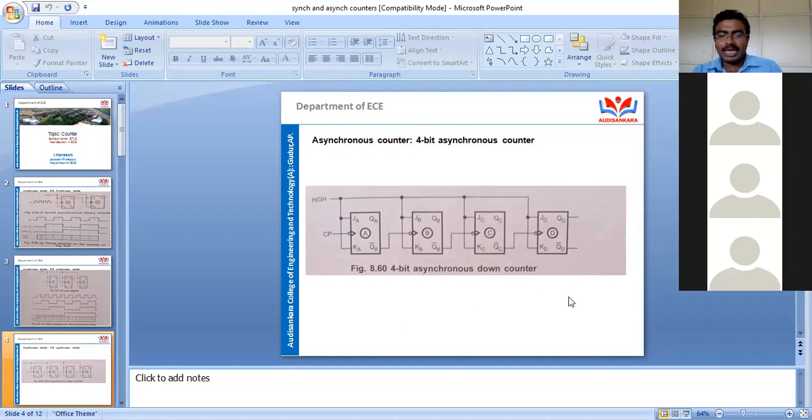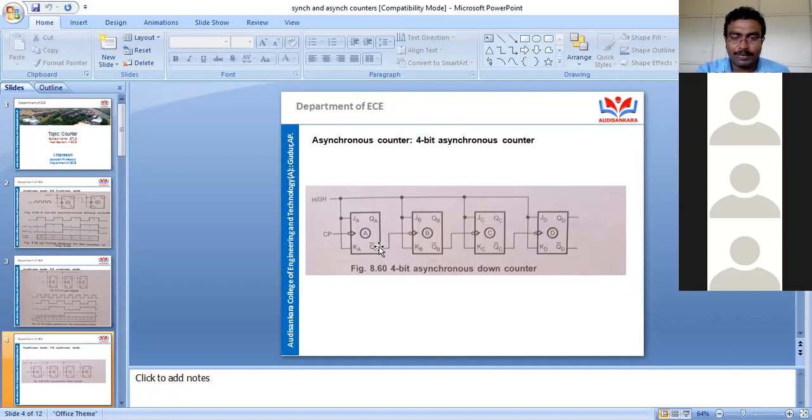Means when I'm taking the input from QA to the second flip-flop, QB to the third, and QC to the fourth, you'll be starting from 0, 0, 0 to 1, 1, 1. Means up counter 0, 1, 2, 3, 4, like that it has to come. But when I'm considering from QA bar to the next one, QB bar to the next one, and QC bar to the next flip-flop, you will be down counting. Means you need to start from 15. 1, 1, 1, 1 is the state. Then you have to reduce it. You have to move to 14, students. 1, 1, 0, 1, like that. You have to down count your flip-flop.